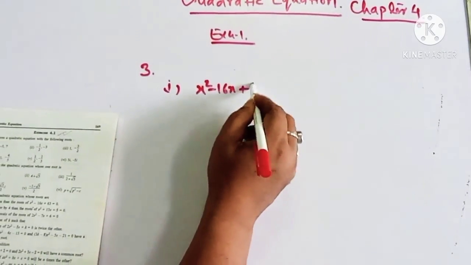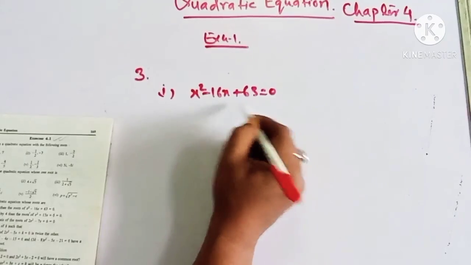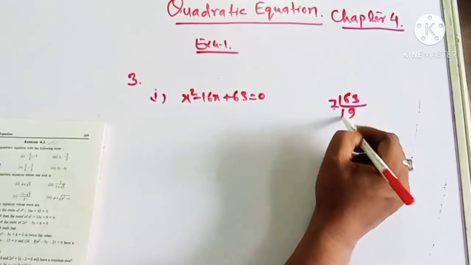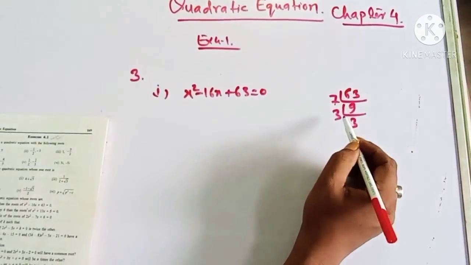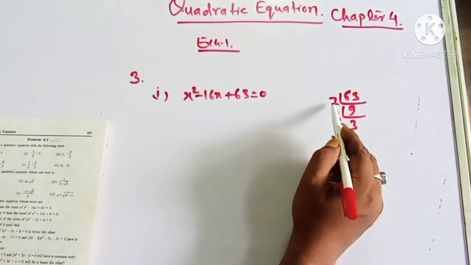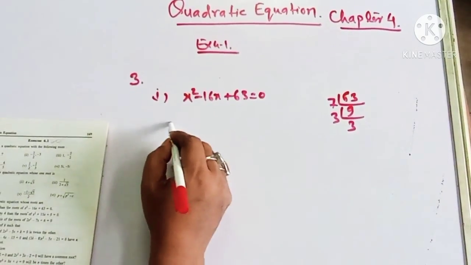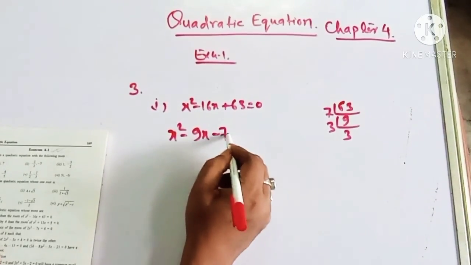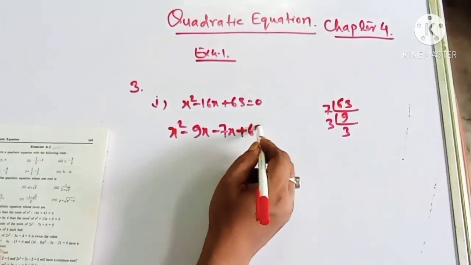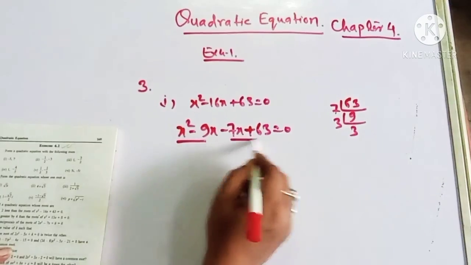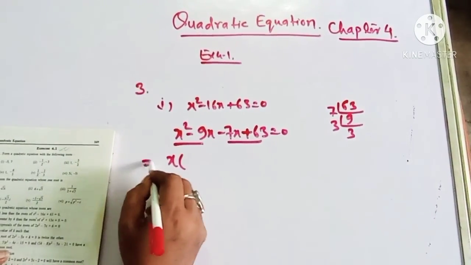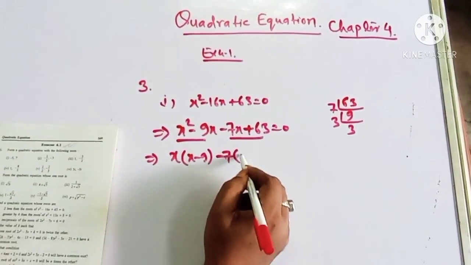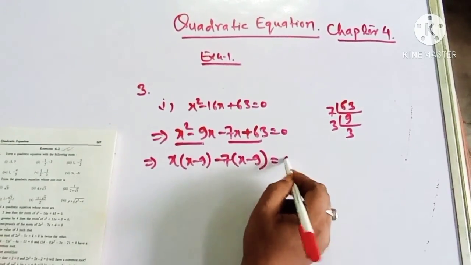I will find the roots of this quadratic equation using splitting the middle term, that is 63, your 7, 9 and 3, 3. So 3 nines are 27... 9 plus 7 is 16. So x square minus 9x minus 7x plus 63 equal to 0. Taking x common, this implies x into x minus 9 minus 7 into x minus 9 equal to 0.